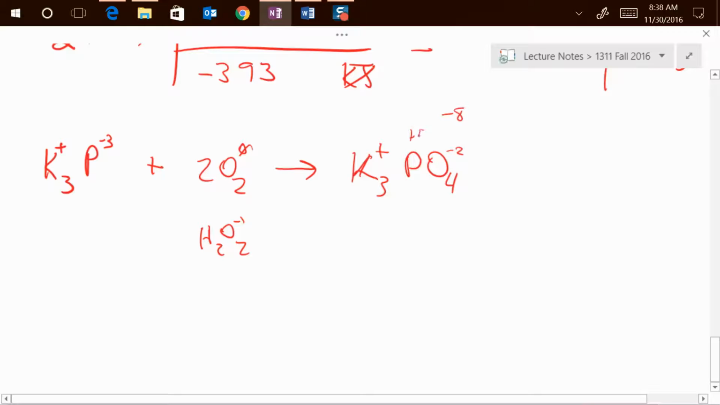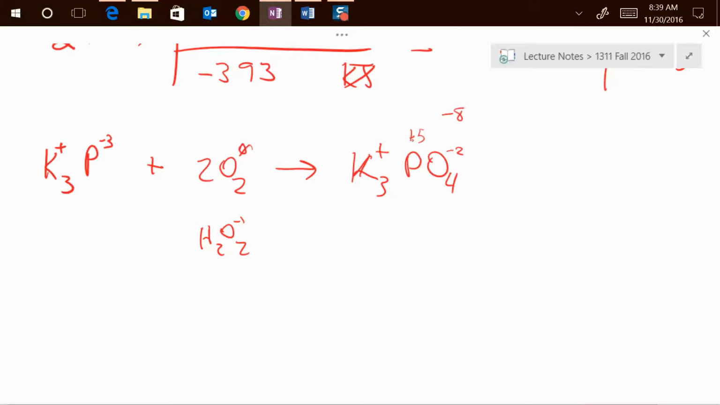Good. So +5. Because I have 3 positive charges from the potassiums, and I have to balance out -8 charges. So that means phosphorus has a +5 oxidation state.